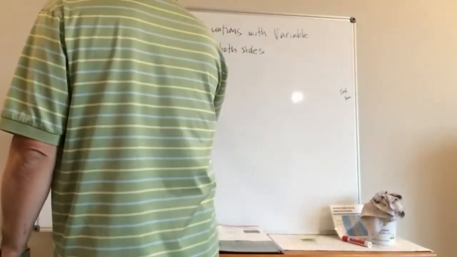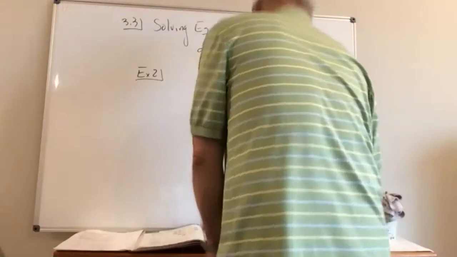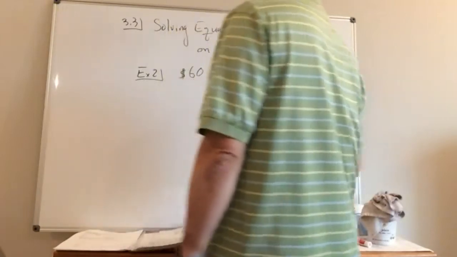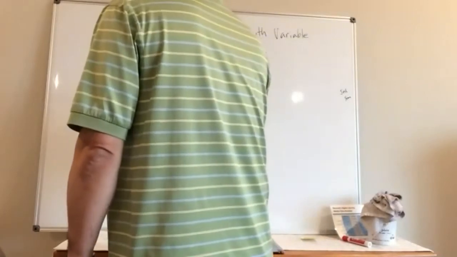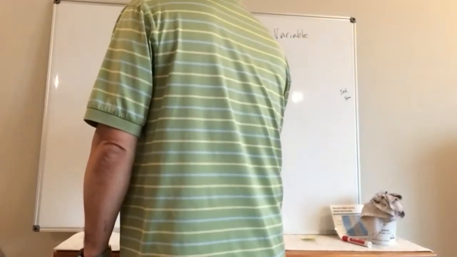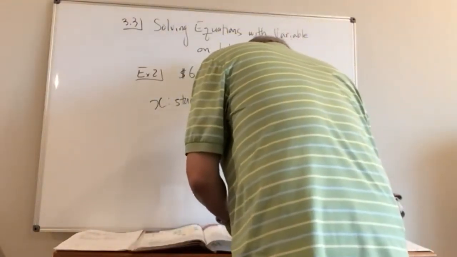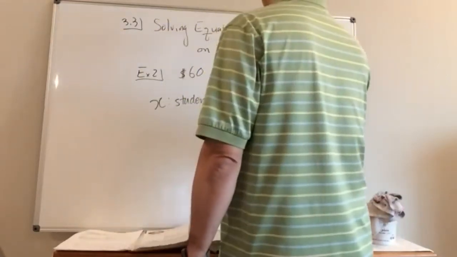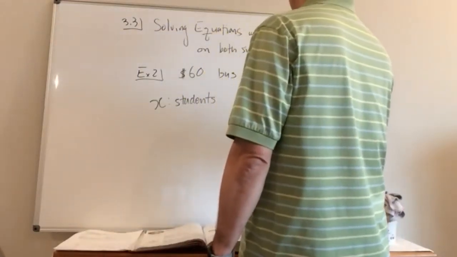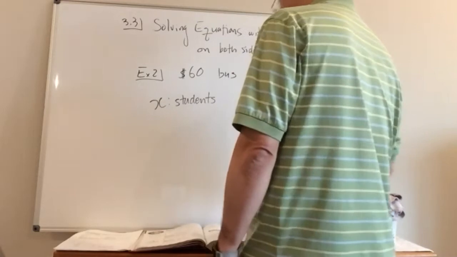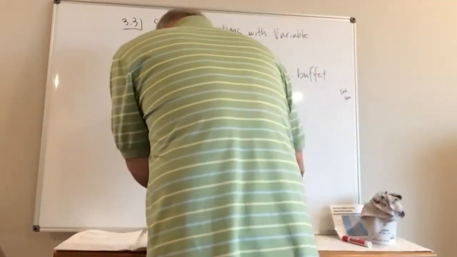Okay, so example number 2. So the bus costs $60, right? So if I had X number of students, okay? And what do we also have? The buffet costs $5 per person. $5 per person for the buffet. Okay? So how are we going to do this?